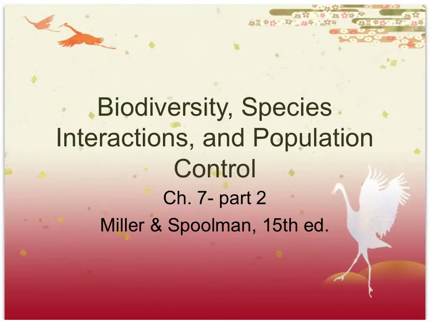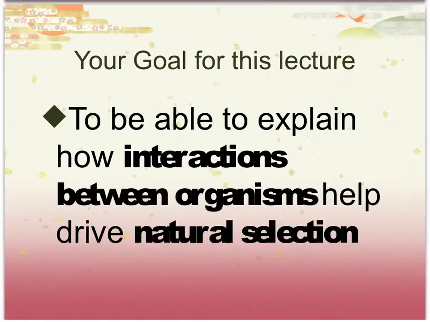All right, so this is the second part of Chapter 7. We're going to be looking at species interactions and how that affects biodiversity and populations. We're going to kind of fly through this presentation because we've really covered it quite a bit already in our Chapter 7 book review questions. So yeah, the goal for this lecture is to be able to explain how interactions between organisms help drive natural selection.